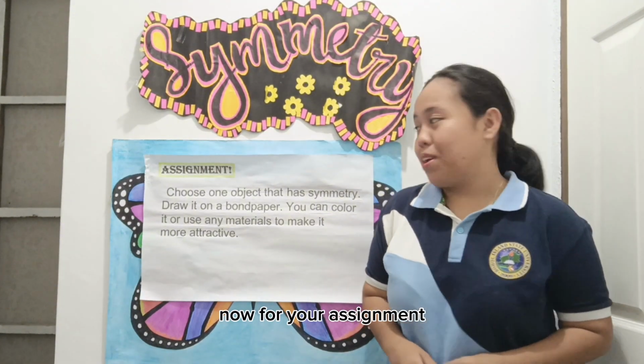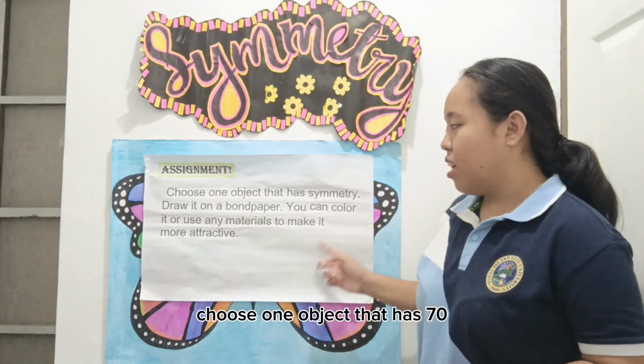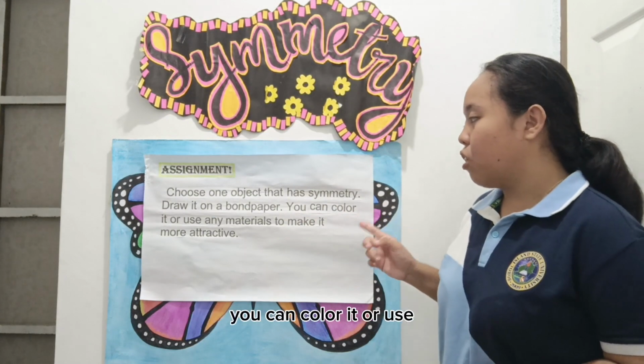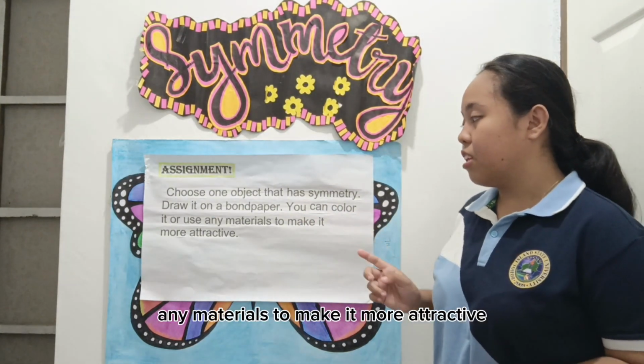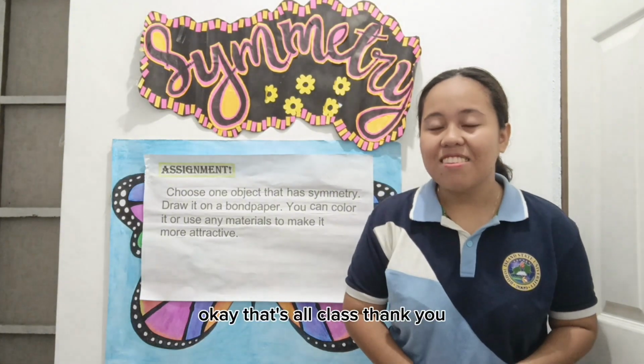Now for your assignment, choose one object that has symmetry. Draw it on a bond paper. You can color it or use any materials to make it more attractive. Okay, that's all class. Thank you.